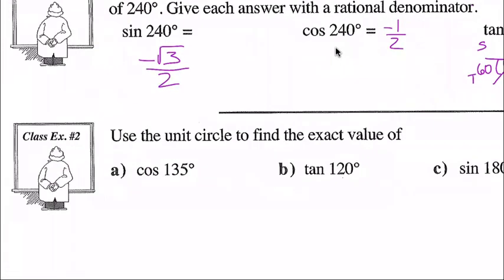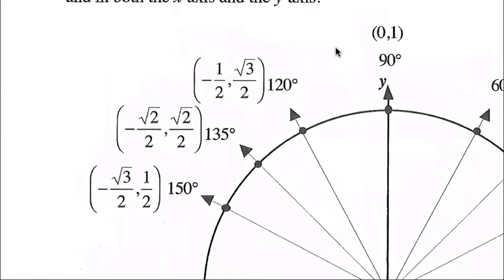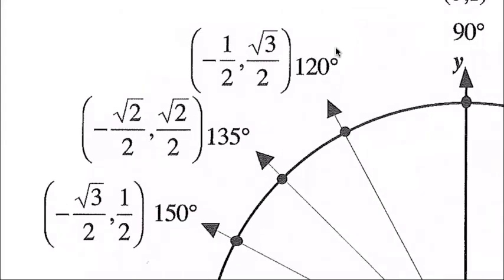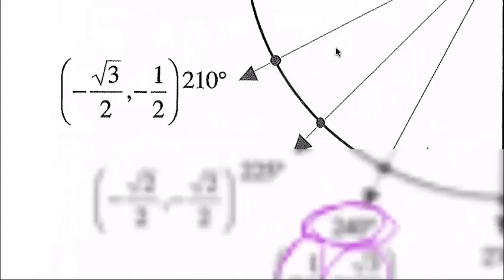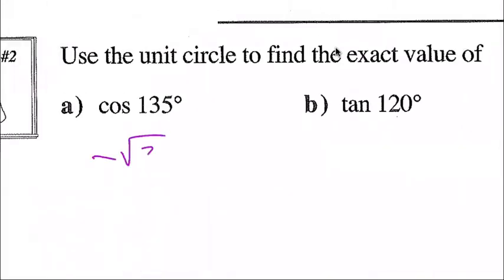Example 2, use the unit circle to find the exact value of cosine 135 degrees. So again, I'm going to flip back to my circle. I'm going to find 135 degrees. And I know that cosine is x. Negative root 2 over 2. Negative square root 2 over 2. Easy as that, but you have to know what that table is.